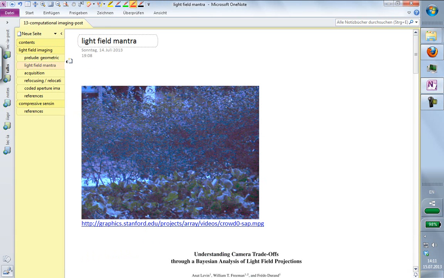And now about light fields. Let's see if we have internet here.